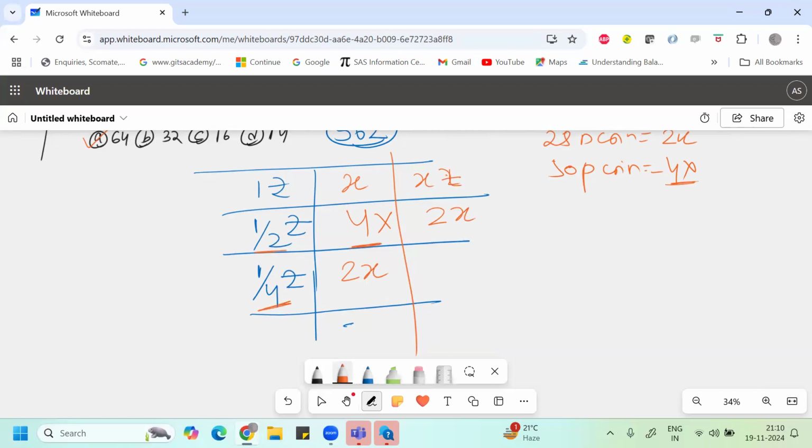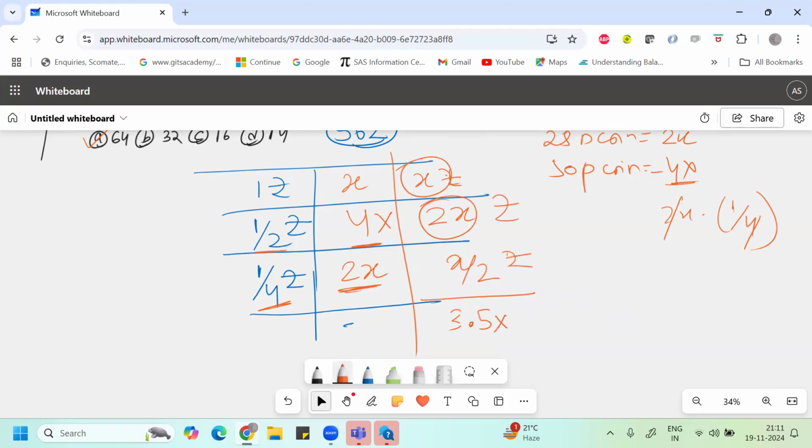If you have 2x coins of 25 paisa, the value of this would be 2x into 1 by 4. Can you understand this? 2x into 1 by 4 would be x by 2. So if you add this, what is the total value? If you add them, 2x plus x is 3x, and 3x plus x by 2 means 3.5x. Either you can write 3.5x, or 3x plus x by 2, which gives you 7x by 2. So the total is 7x by 2.